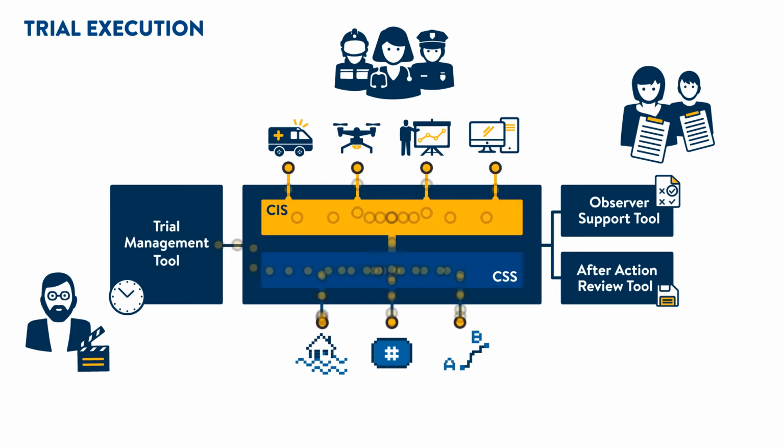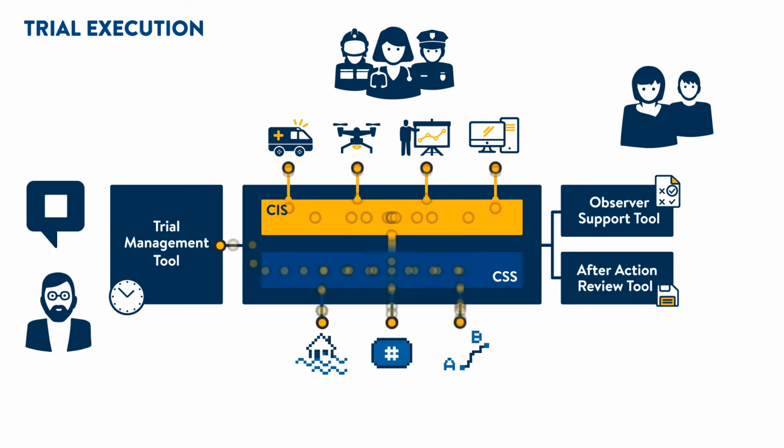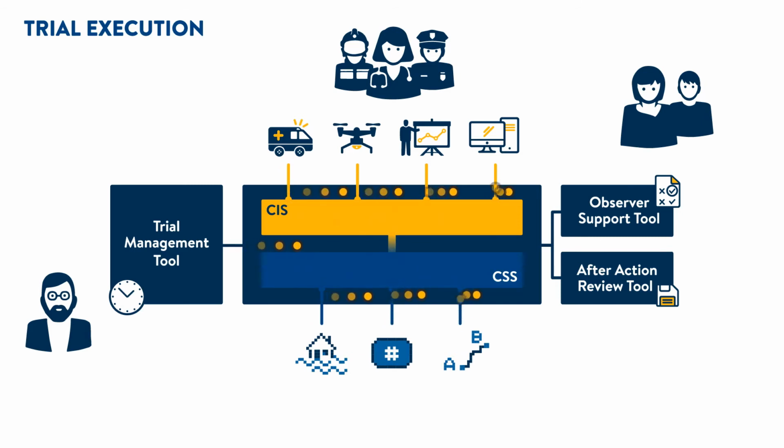By sending in observations via the Observer Support tool, observers record how participants use the solutions. An overview of observations collected is sent back to the trial staff so they can track the progress of the trial. When the staff concludes all the use cases have been acted out, the trial ends. All data, logs and observations are stored by the After-Action Review tool.